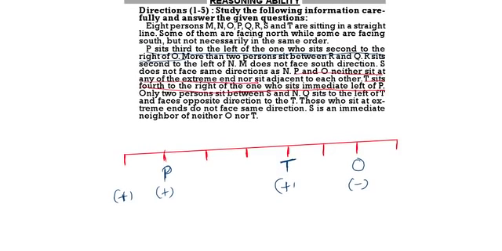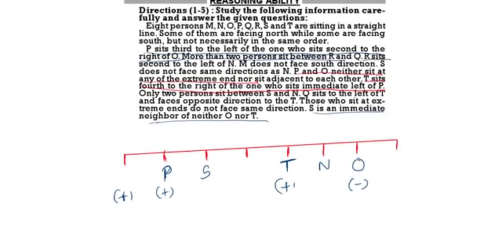More than 2 persons are there between R and Q. Now regarding S: S is the neighbor of neither O nor T. That means S cannot come here, and S cannot come here. That means S can come here or here. And only 2 persons are there between S and N. So if I take S here, it will be N.